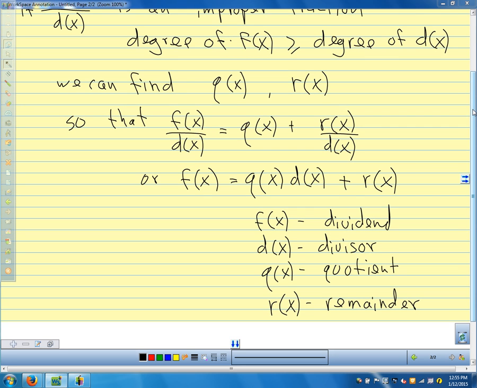So the division algorithm just tells us if we have an improper fraction, we can always do long division and find these polynomials. That's really all we're saying. But this remainder tells us something special about our polynomial and how it relates to this divisor. So let's look at another example of long division, and then we will talk about a shortcut.